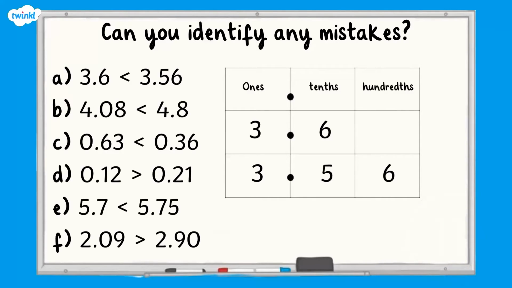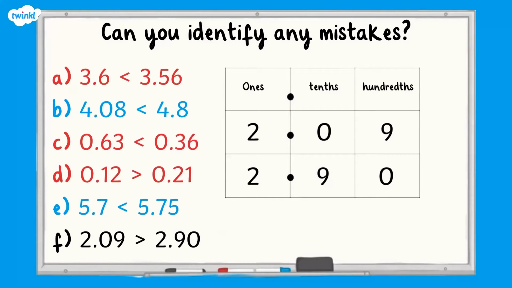3.6 is greater than 3.56, so A is incorrect. 4.08 is less than 4.8, so B is correct. 0.63 is greater than 0.36, so C is incorrect. 0.12 is less than 0.21, so D is also incorrect. 5.7 is less than 5.75, so E is correct. 2.09 is less than 2.90, so F is incorrect.